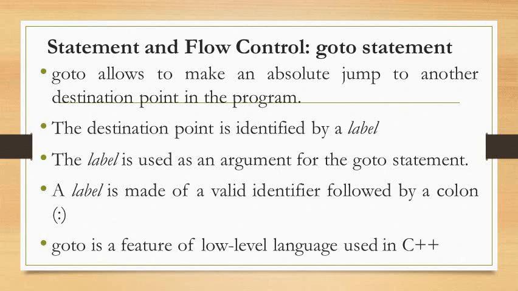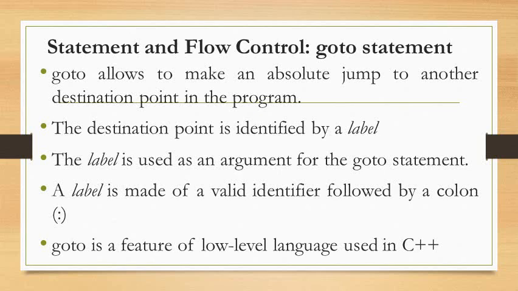Next one is the goto statement. Goto allows you to make an absolute jump to another destination point in the program. The destination point is identified by a label. The label is used as an argument for the goto statement. A label is made of a valid identifier followed by a colon. Goto is a feature of low-level languages used in C++.